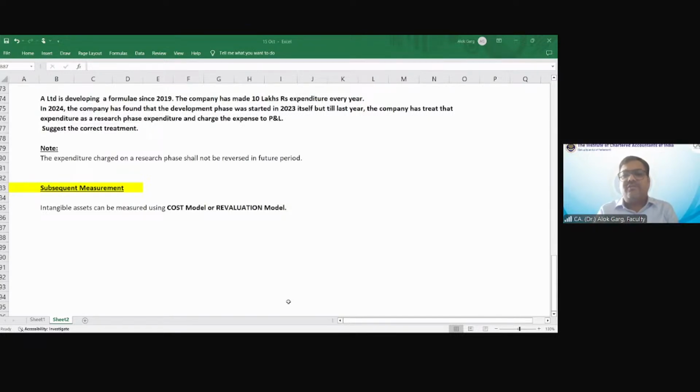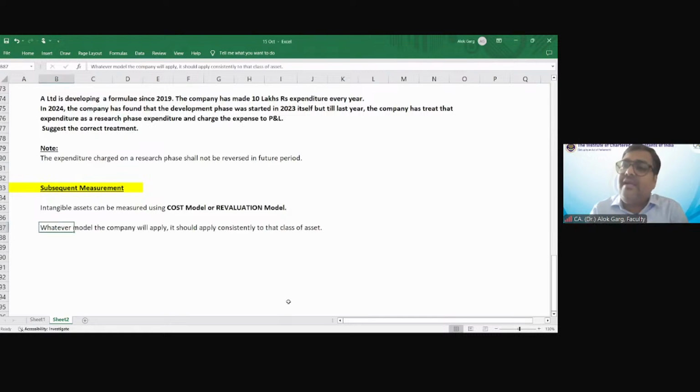There are two models, cost model and revaluation model. Whatever model the company applies, it should apply consistently to that class of asset. What is meant by class of asset? Can anyone tell me? Nisha, what is meant by class of asset? Similar assets grouped together.